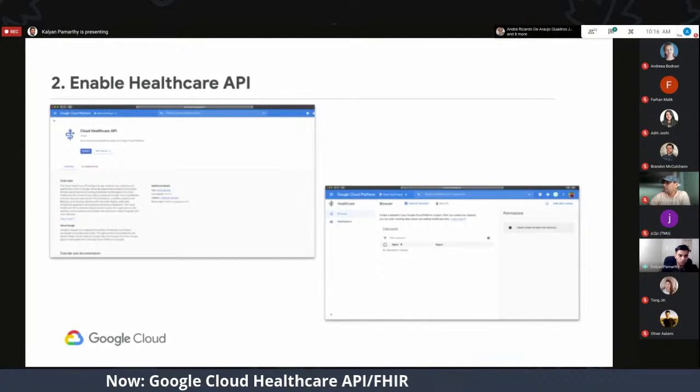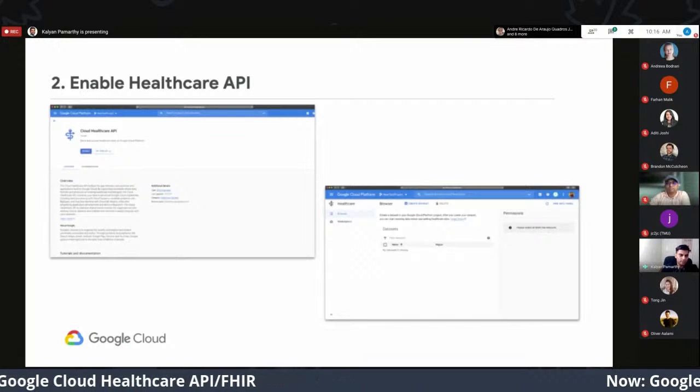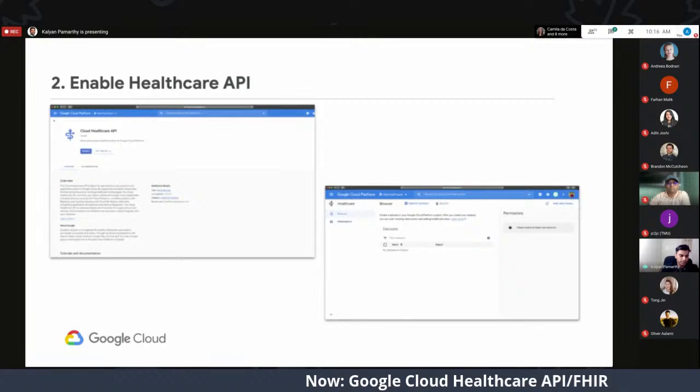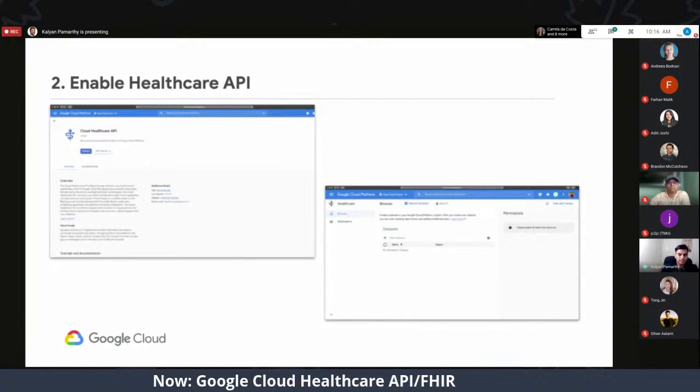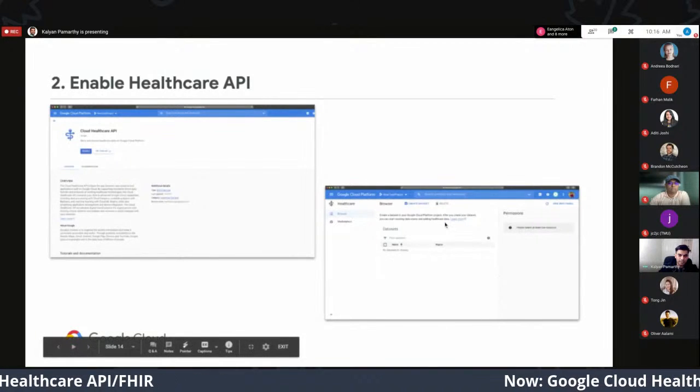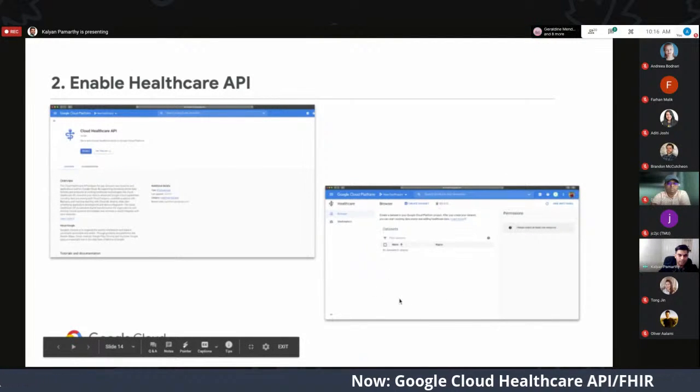And then you can read through the overview and the links to tutorials and documentation. But all you have to do here is click Enable. It will take about a minute or two to enable the HealthKit API. And once you do that, you'll see a screen that looks like the one on the right-hand side here.